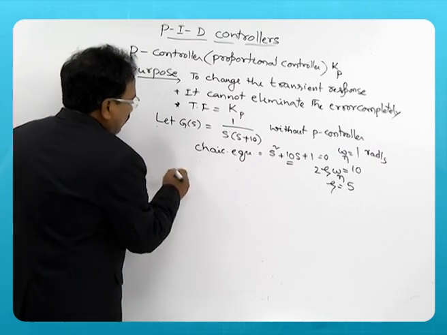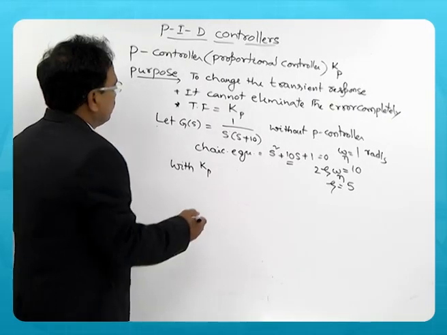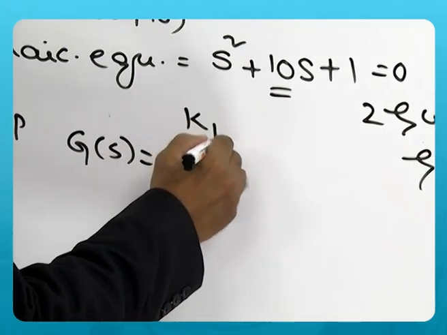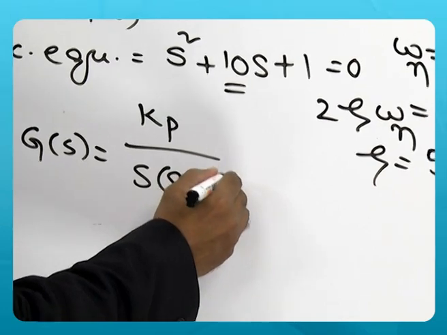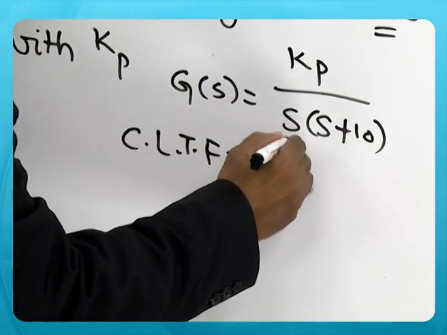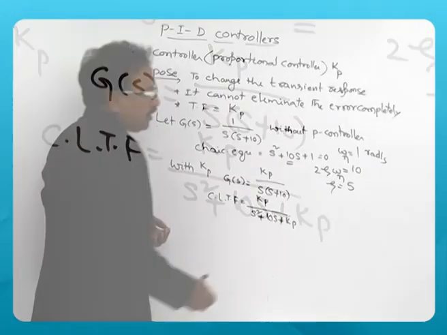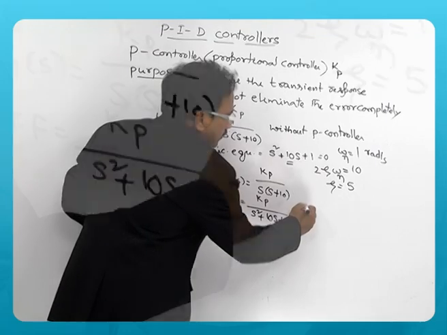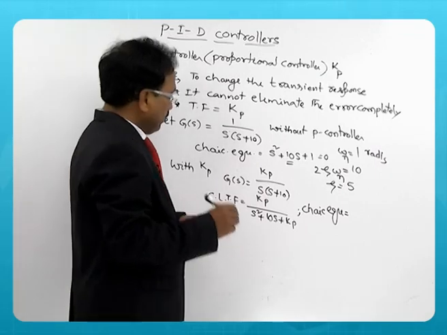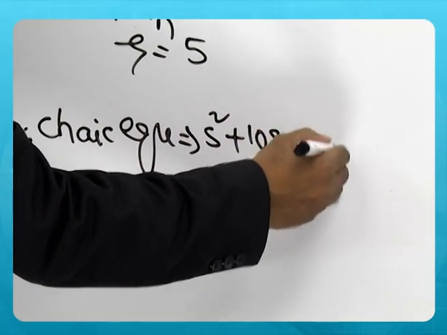Now add the controller, with Kp added to the system, the function becomes Kp by s into (s plus 10). So the closed loop transfer function now becomes Kp by s square plus 10s plus Kp. So the characteristic equation of the system with Kp, proportional control, is s square plus 10s plus Kp.